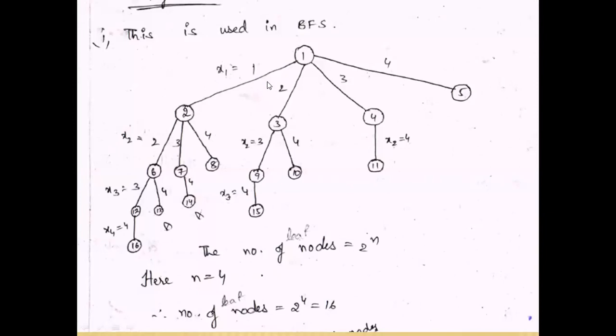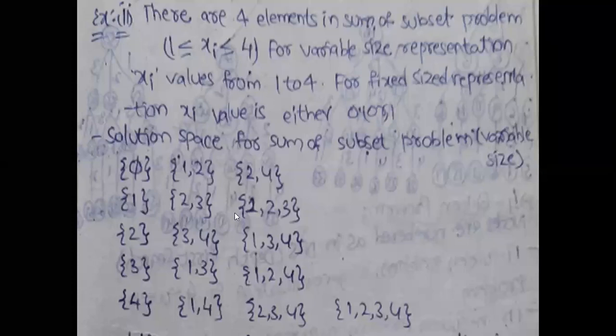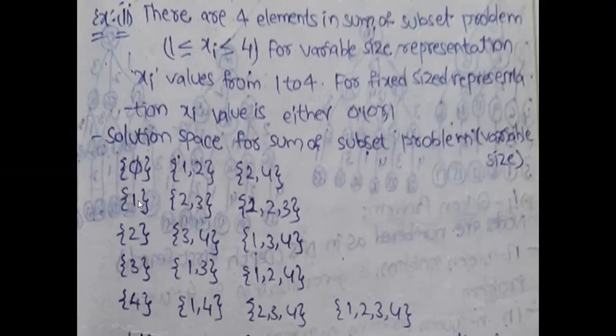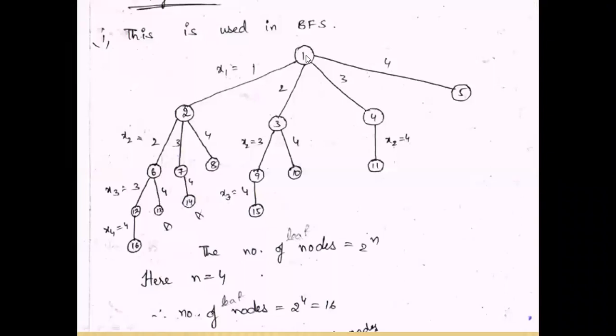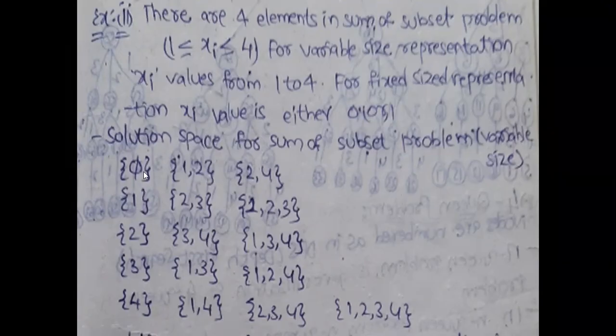So the solution space is totally 16, represented by 16 nodes. Every node represents one solution space. The first node, the zero node, represents the first solution space.